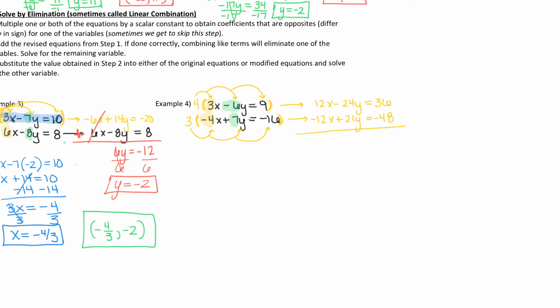My next step, I'm going to add these two equations together. So I'll have 12x plus a negative 12x, which cancels. Then I have negative 24y plus 21y, which is a negative 3y. And then I have a 36 minus a 48, which is going to give me a negative 12. And now I can solve for y by dividing by negative 3, giving me y equals 4.